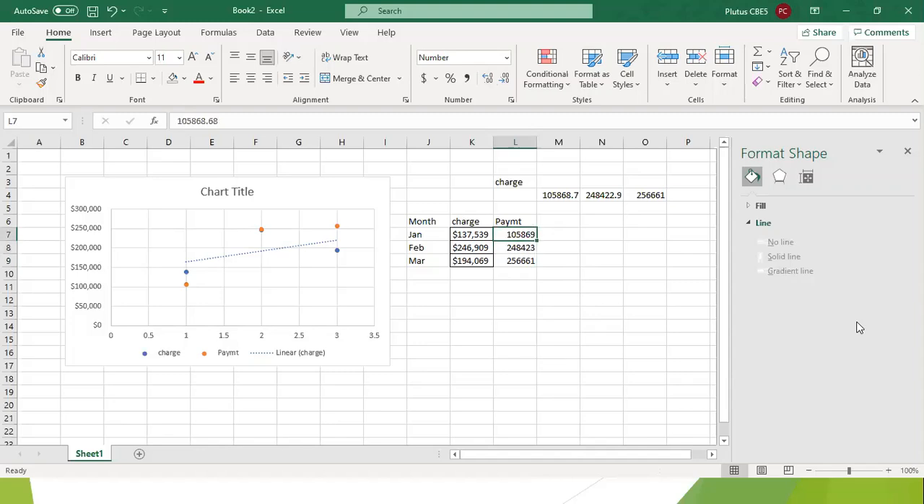See, for example, if you calculate the Jan month, your charge and payment is not proportionate. Right? In the other areas, it is proportionate.